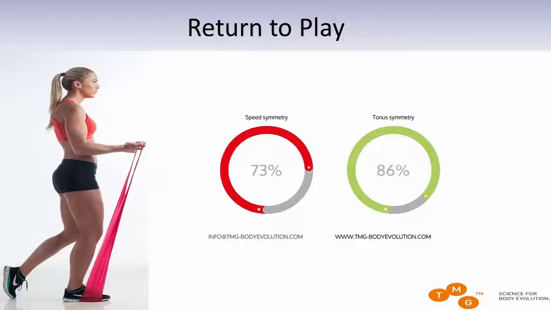In this case, the tonus is okay, it's not perfect, it's 86%, so it's quite similar tonus between injured and non-injured, but the speed symmetry is quite bad, 73, so it's almost 30% difference between injured and non-injured, so you get a red color. And in this case, the recommendation would be wait. So the muscle function is still not back to where it should be, so you need to work on that muscle a little bit longer before you can put the maximum stress on the muscle again.